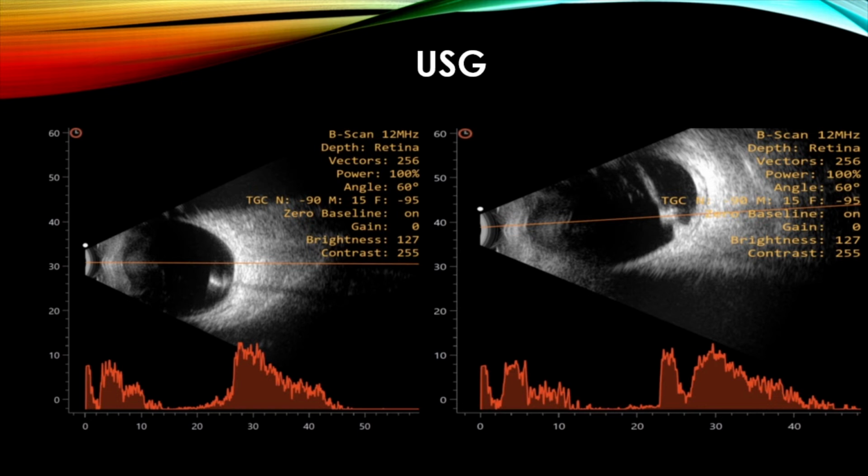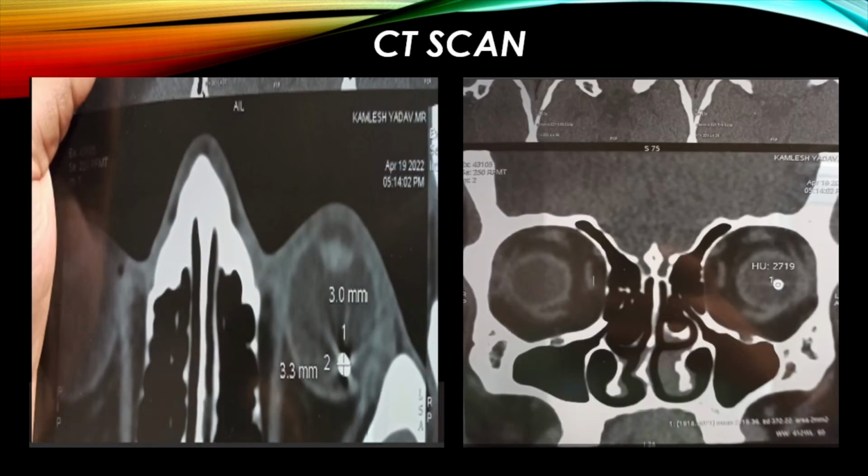And the figure on the right shows the attachment of a high reflective membranous echo from the ONH to the periphery, which confirms the retinal fold that was seen clinically in the figure. A CT scan was performed. The CT scan showed a 3 mm by 3 mm foreign body in the infratemporal part of the globe with a Hounsfield value of 2719, which confirms that it was more of a metallic foreign body.